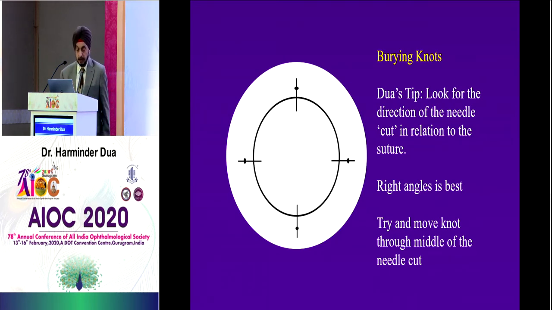But this is the point I was making: you've passed your suture and you've done your knot and you're about to bury it. What you look at is the situation with regard to the cut the needle has made in the stroma. If that cut is in the middle of your suture, it is very easy to turn it around. But often you will find it's not. It's like this. The closer your knot has to go to the corner of that cut, that's the needle width that has gone through, it'll catch. And then you have to move this to that side and then pass it in. So always try to move your suture to the middle of that cut and then pass it, and it goes in very easily.